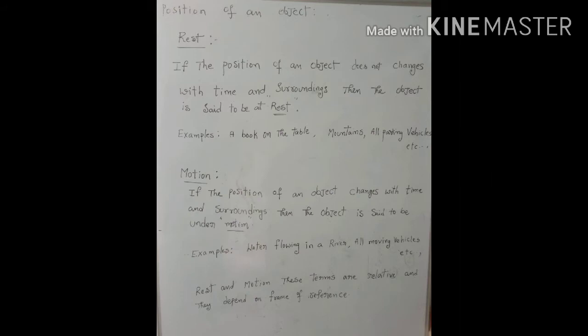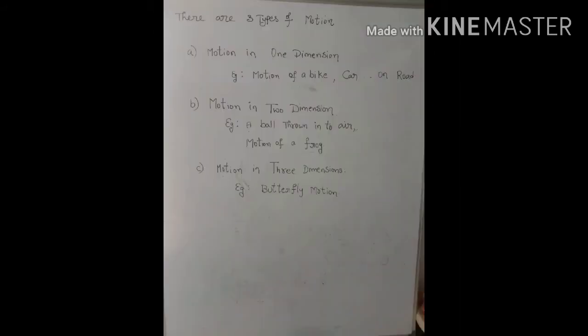Examples of rest. A book on the table, mountains and all parked vehicles, and we have so many examples for rest. Next, the term is motion. If the position of an object changes with time and surroundings, then the object is said to be in motion. Example, water flowing in a river, all moving vehicles. These are all examples for objects in motion. Rest and motion, these two are relative terms and they depend upon the frame of reference.